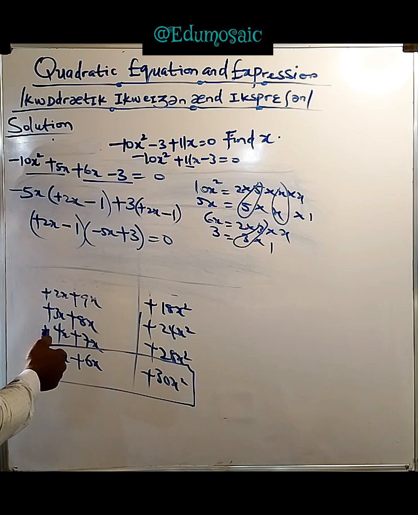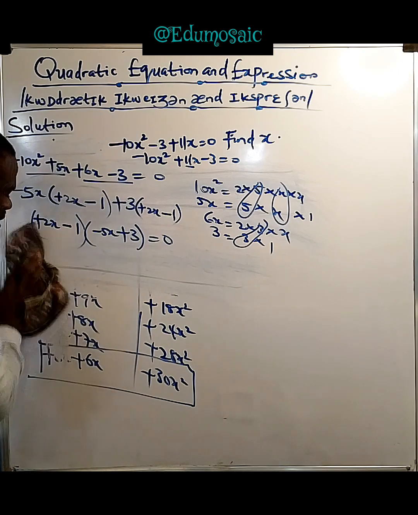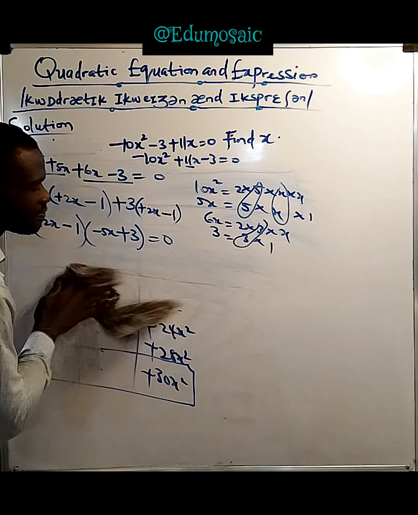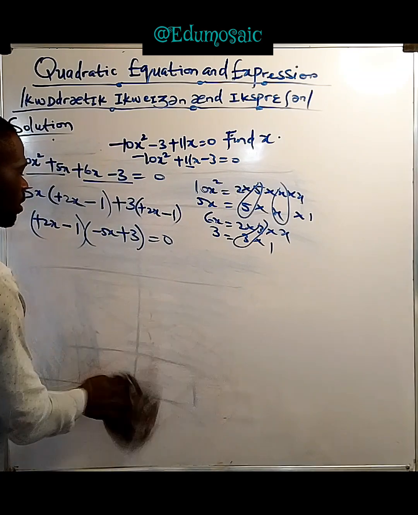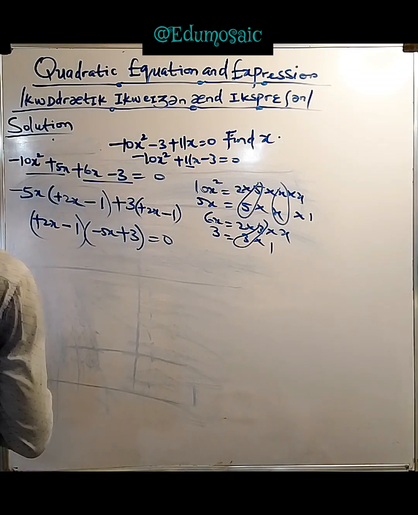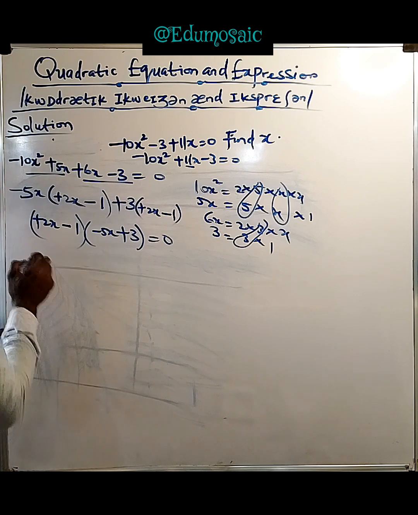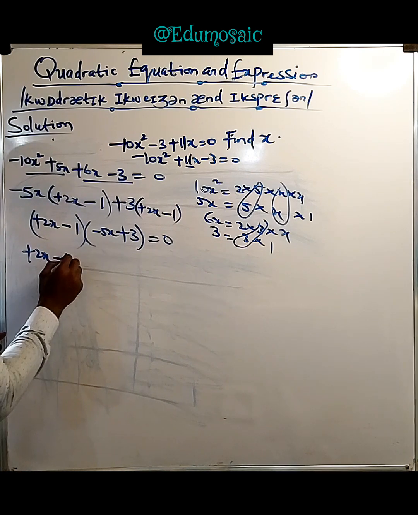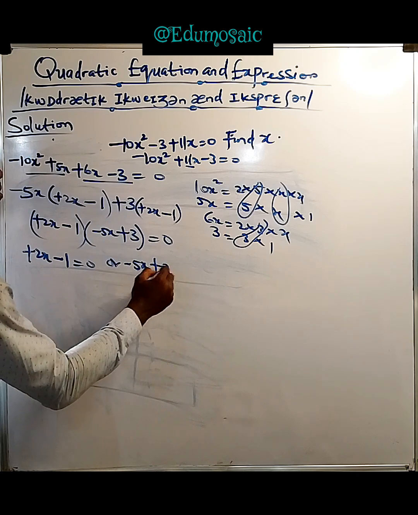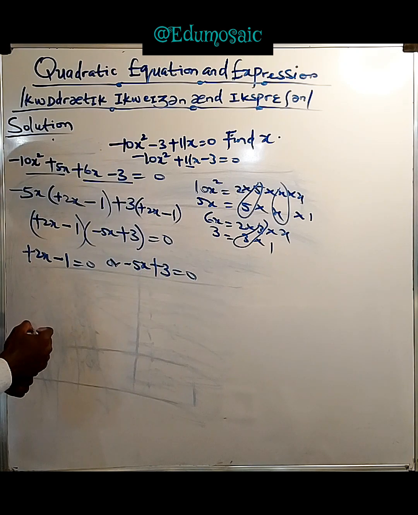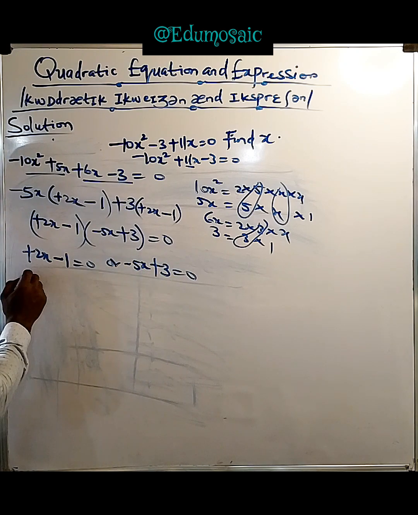Don't forget this is a quadratic equation. We have an equals to there. So now it's high time we got the values of x, our roots of the equation. So what do we have? That's plus 2x minus 1 equals to 0, or minus 5x plus 3 equals to 0. So what are we going to do? Just trying to get the values of x.